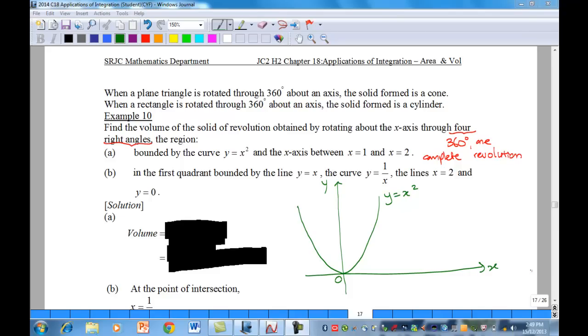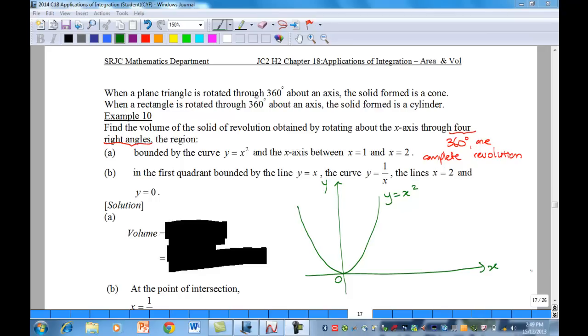In this example, we need to find the volume of the solid of revolution obtained by rotating about the x-axis through 4 right angles, the region bounded by the curve y equals x squared, and the x-axis between x equals 1 and x equals 2.